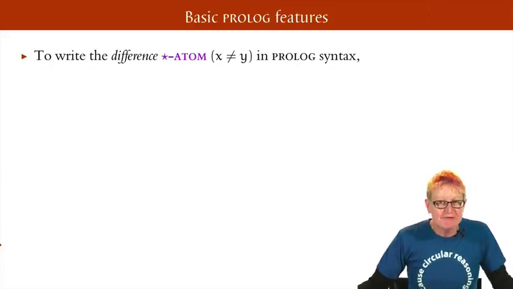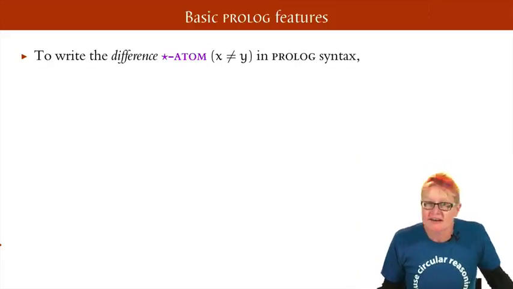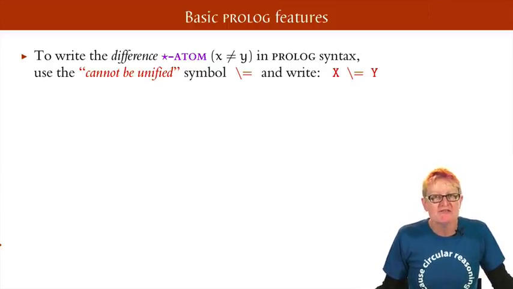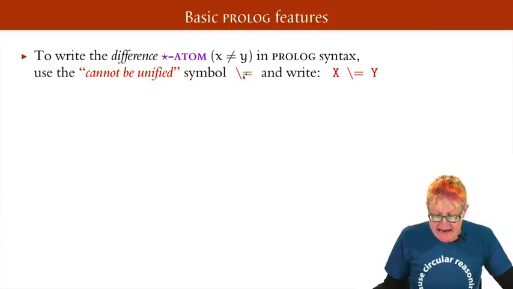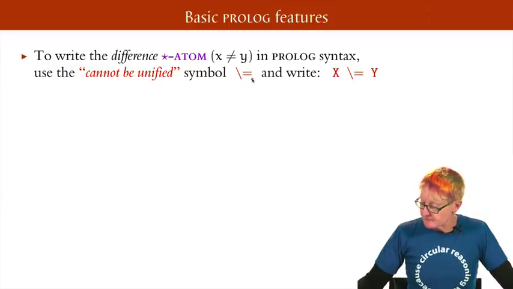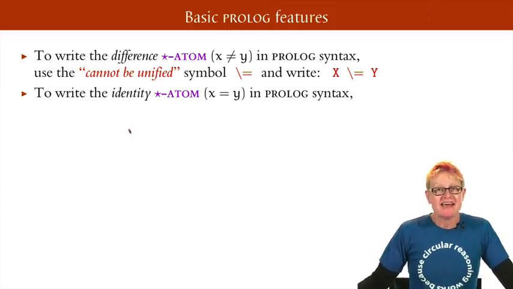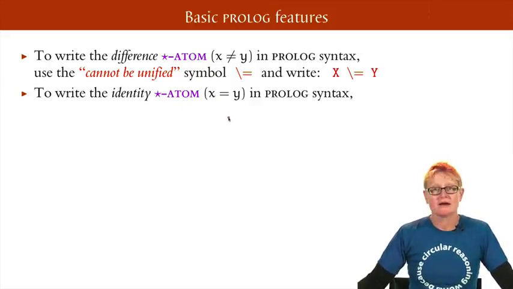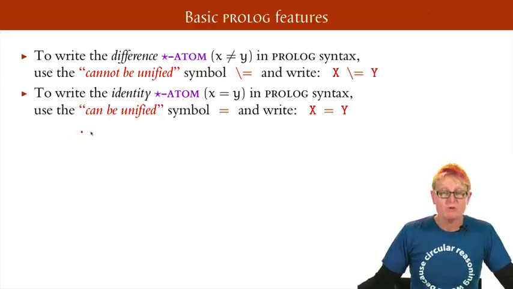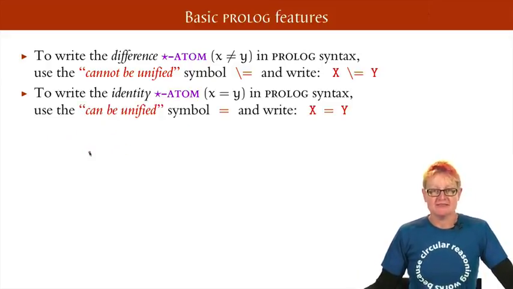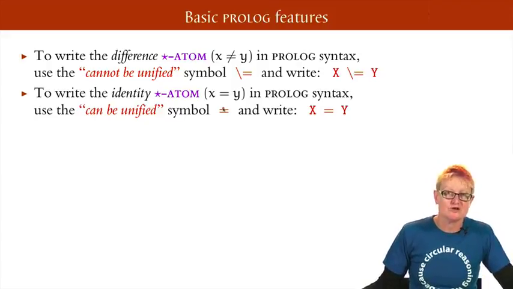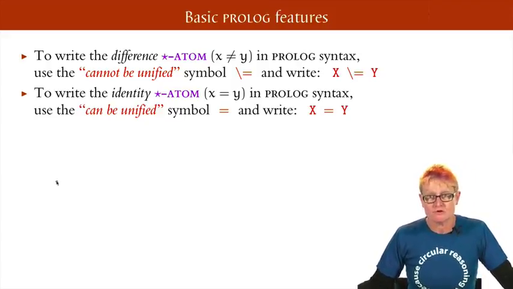To express the difference star atom, X is not identical to Y, in PROLOG notation, use the cannot be unified symbol, which is \=. To express the identity positive star atom X is identical to Y in PROLOG syntax, we will be using the can be unified symbol, which is just the =. It is the same symbol that PROLOG uses when returning existential witnesses for goals with variables.